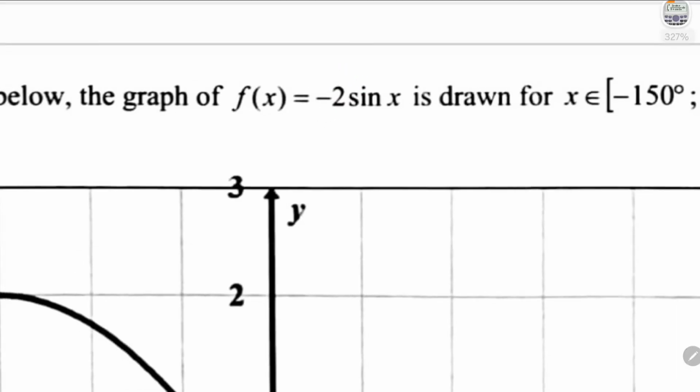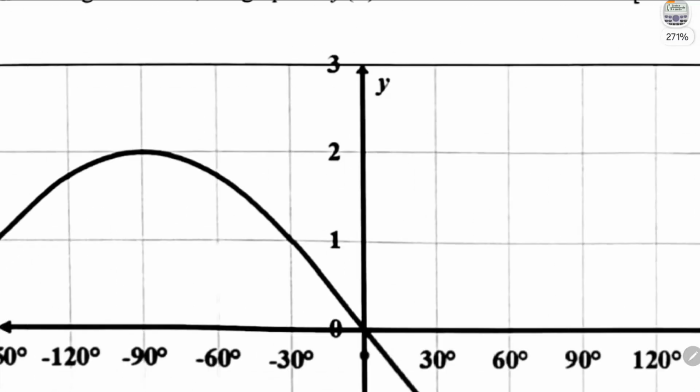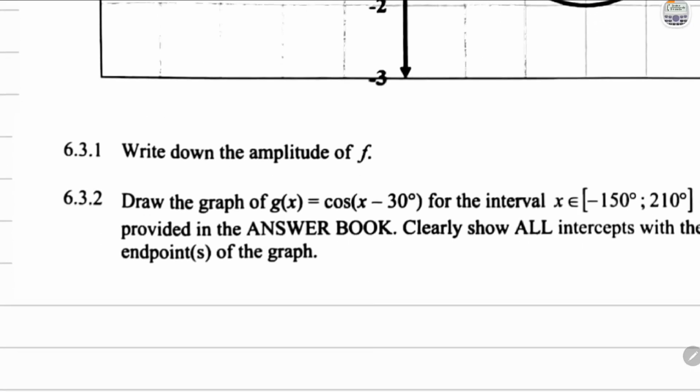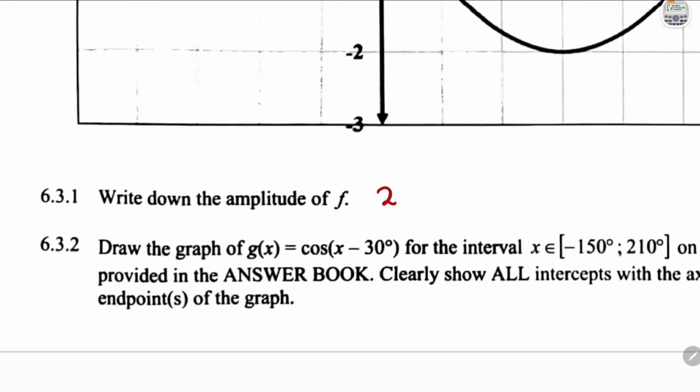So if it's negative 2, you're just going to take 2 because the amplitude is really just speaking about the height of the graph from the midline. So this would serve as the middle of the graph, right? The vertical middle. And so the height is 2 units. So we can go ahead and tell them that the amplitude is 2.